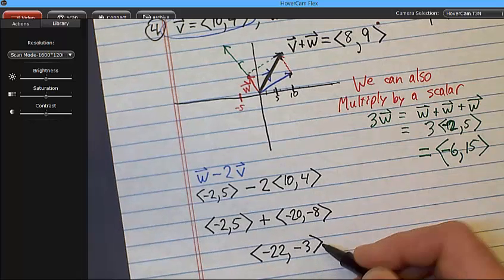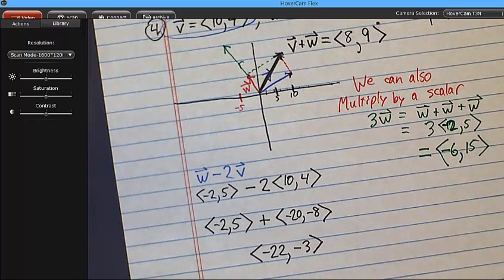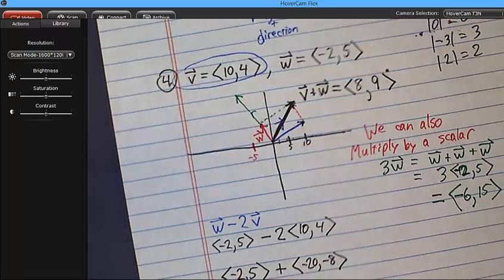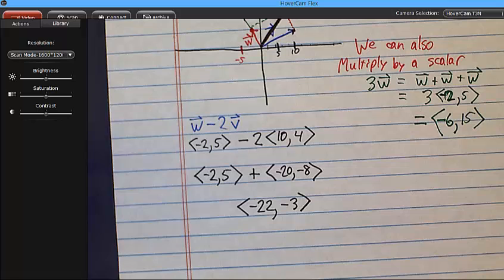And I don't feel like drawing that. Is that okay? All right? But again, this is the kind of thing you want to be able to do, algebra.